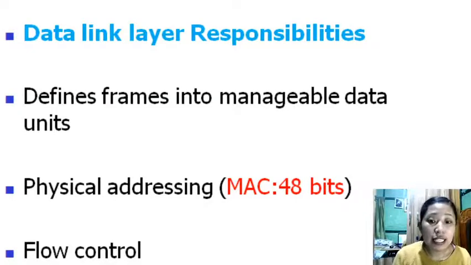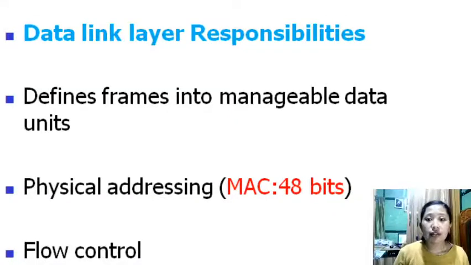The second function of the data link layer is physical addressing that I was discussing just now, that for sending a message, it needs to insert the physical address of the next node to whom the message needs to be given. And that physical address is nothing but an address which will be imprinted in the NIC card. That address is also called the MAC address, which is of 48 bits. The next function is flow control.